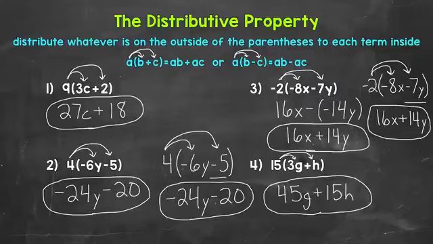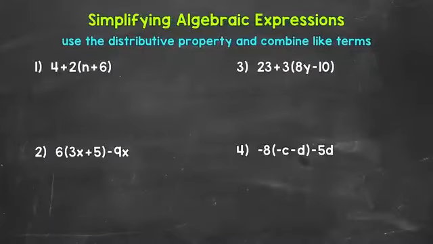So there are the basics of using the distributive property to simplify algebraic expressions. Let's move on to some examples of algebraic expressions that will need to be simplified using both the distributive property and combining like terms. Here are 4 more algebraic expressions that we need to simplify. We will use both the distributive property and combining like terms.